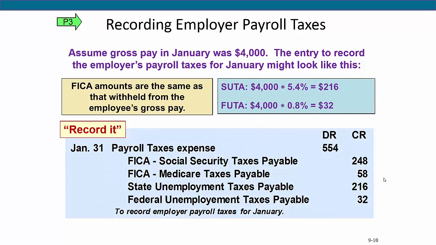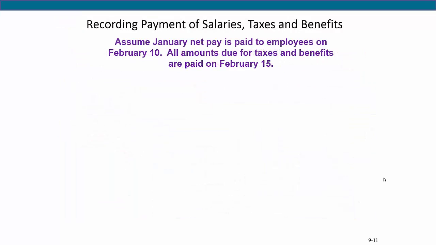Here is a typical entry to record the payroll tax expenses paid by employers. Notice that we debit payroll tax expense for the total amount involved. We record credits to current liabilities for the FICA, Social Security, and Medicare taxes payable, and for the federal and state unemployment taxes payable. Notice that the total FICA amounts are equal to what was withheld from the employee pay.